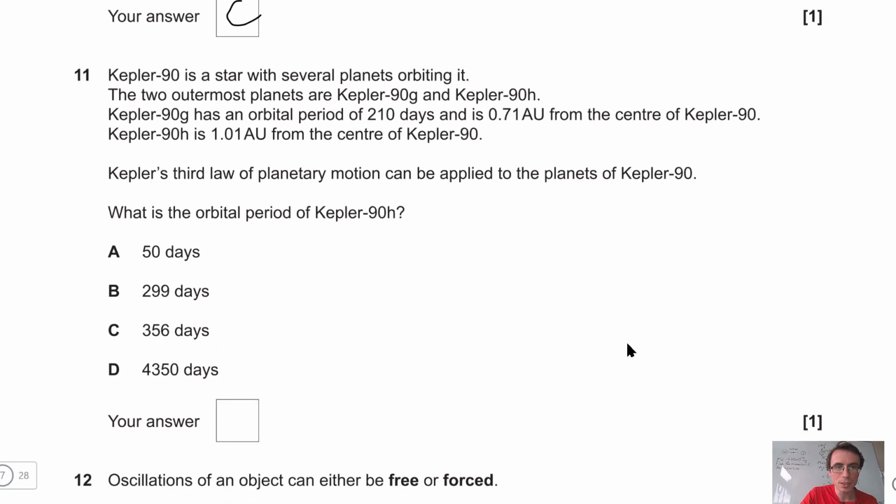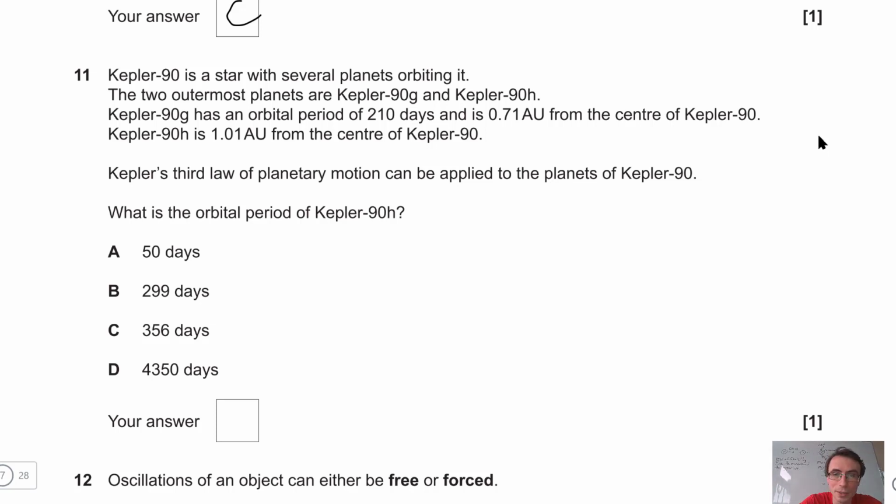Okay, Kepler 90 is a star with several planets orbiting it. The two outermost planets are Kepler 90g and Kepler 90h. Kepler 90g has an orbital period of 210 days, and it's a certain distance from the center, given in astronomical units. Okay, what is the orbital period of Kepler 90h?